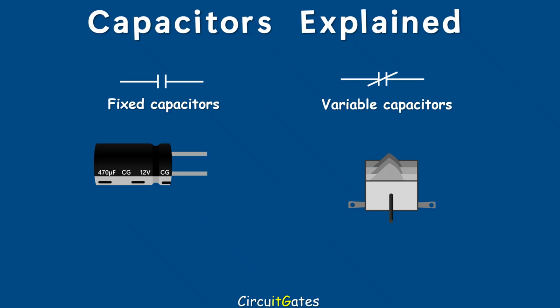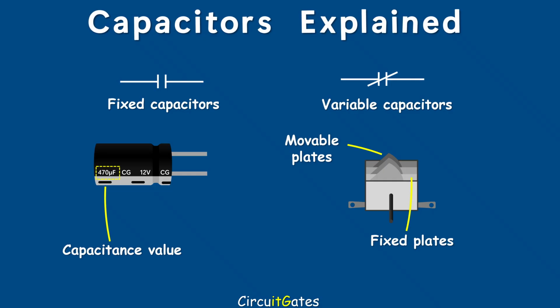Capacitors can be either fixed or variable. Fixed capacitors have a specific capacitance value, whereas variable capacitors have a capacitance value that can be adjusted between their minimum and maximum values. Variable capacitors consist of one or more pairs of plates. Each pair of plates is one fixed plate and one movable plate. The capacitance value is adjusted by moving the movable plate, and the overlap between the plates' cross-sectional areas determines the capacitance value.